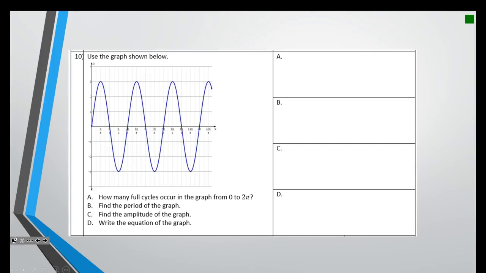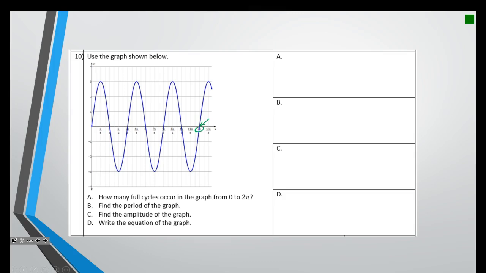We're given a graph and asked 4 different questions about it. Part A asks how many full cycles occur in the graph from 0 to 2 pi. So the first thing I want to do is identify where 2 pi is, and it's right here. This is 2 pi. So what I'm going to do is trace the graph. I'm starting at 0, and I want to see how many full cycles there are.